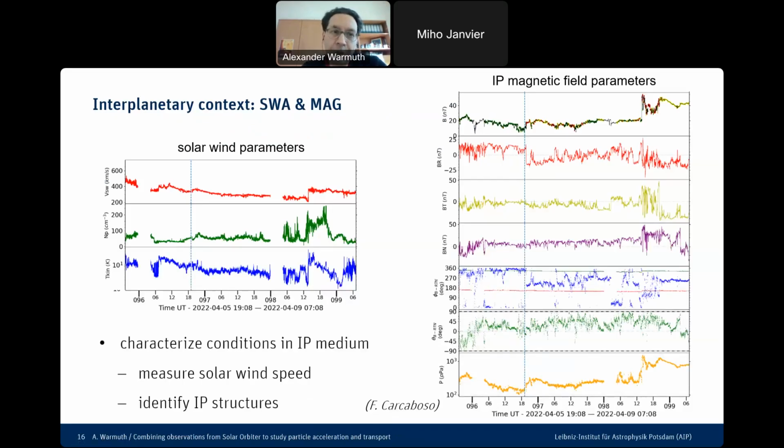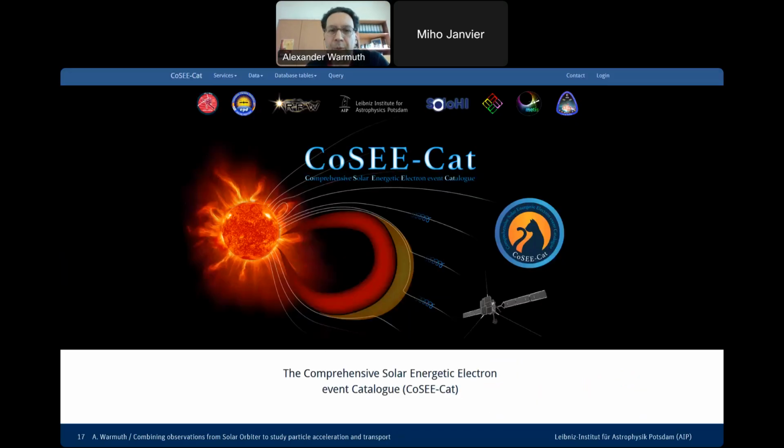Finally, we also look into the interplanetary context. So what are the conditions in the interplanetary medium? For this, we use SWA and MAG. We basically need solar wind parameters like the solar wind speed to get the Parker spiral for the time shift analysis. And we also use the magnetic field structure to identify any complex structure. So are we in the quiet solar wind, or are we within an ICME, a flux rope? Are we near a stream interaction region or the heliospheric current sheet? Because that will certainly influence particle propagation.